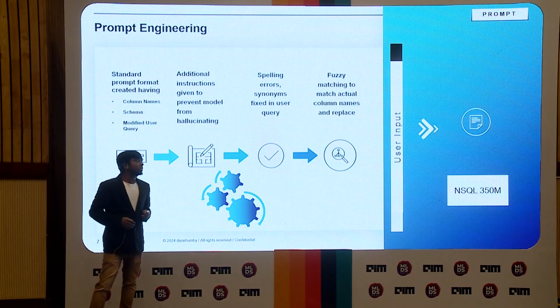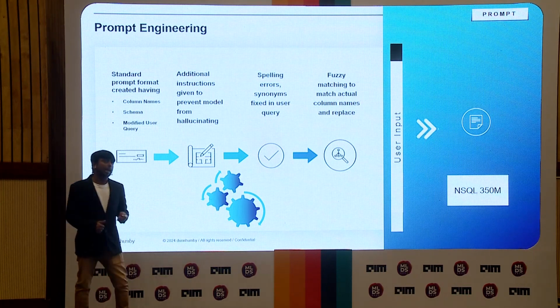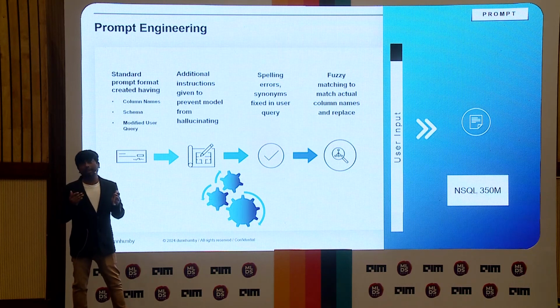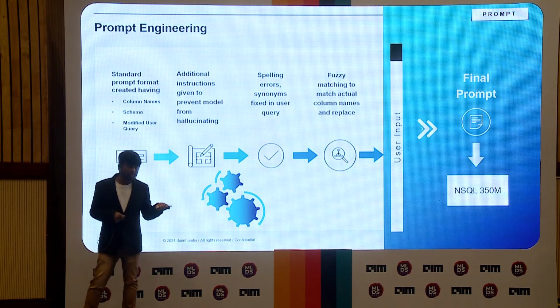After all of these four processes, we have the final prompt. We have the basic prompt structure. We have the instructions to prevent hallucination, and we have fixed the spelling errors and the synonym issue. When we pass this prompt to the model, it is now able to recognize, understand, and generate the SQL query accurately.